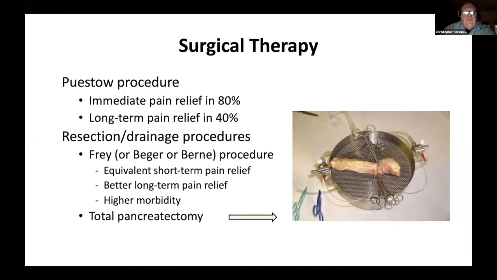I will make just one point about surgery and endoscopy. We now have some randomized trials that show that surgical therapy for pain in chronic pancreatitis is a little bit more effective and more durable than endoscopic therapy. And a very recent randomized trial suggests that earlier surgical intervention is more beneficial in terms of pain relief than later surgical intervention. So this is an area of evolving research interest.